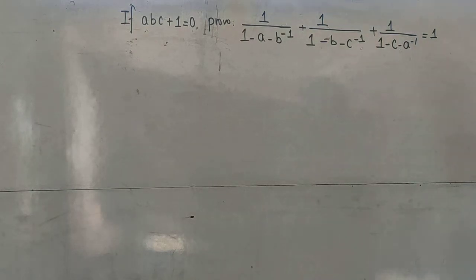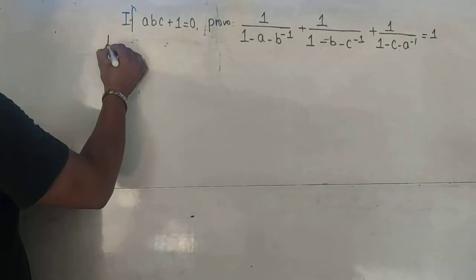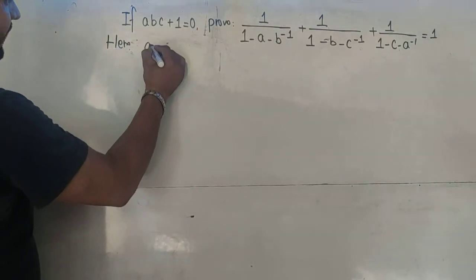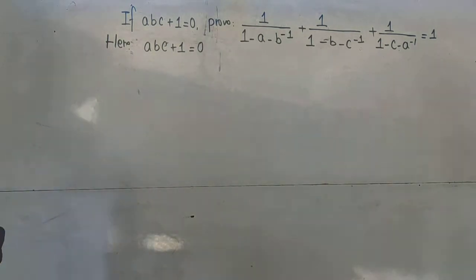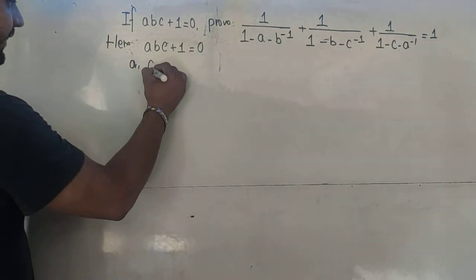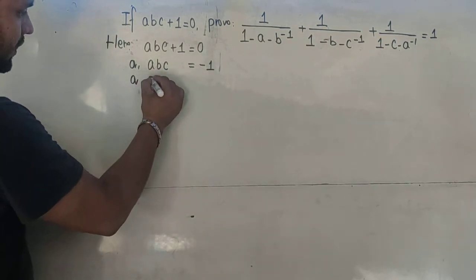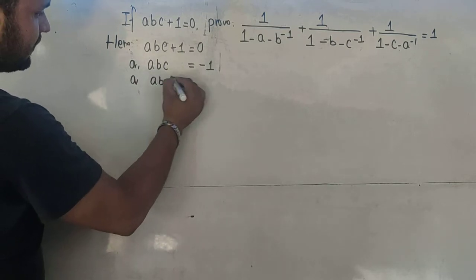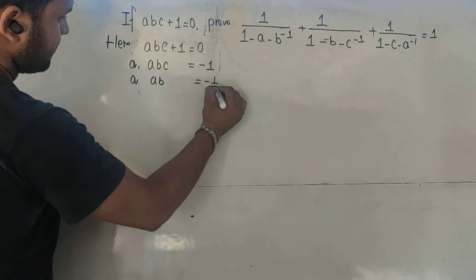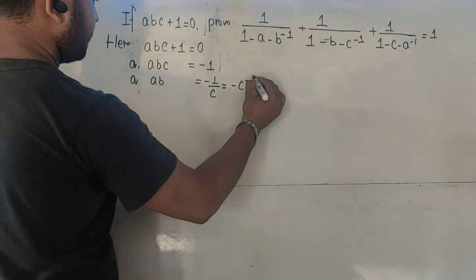Okay, well now we are going to solve the problem that you see on the board here. It's given that abc + 1 = 0, or you can write that abc = -1. You can also say that ab = -1/c, which is equal to minus c inverse.